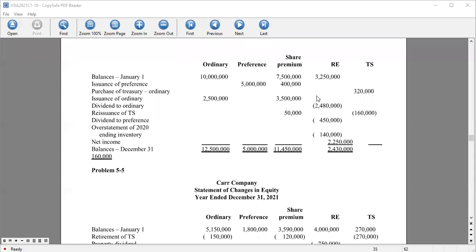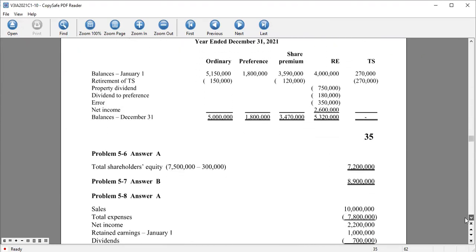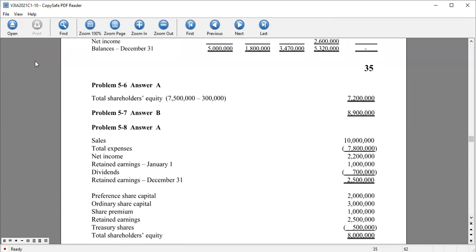Okay, we go to 5-6, multiple choice problem. 5-6, what amount should be reported as total shareholders equity at year end? So in 5-6, the total shareholders equity is the sum of 7.5 million, and we deduct 300,000. So that ends up with 7.2 million for 5-6. So take note, your total stockholders equity of 7.5 million, the share capital, share premium, and the retained earnings, 7.5 million. But we deduct the amount of 300,000 included, no? So that's your treasury shares.